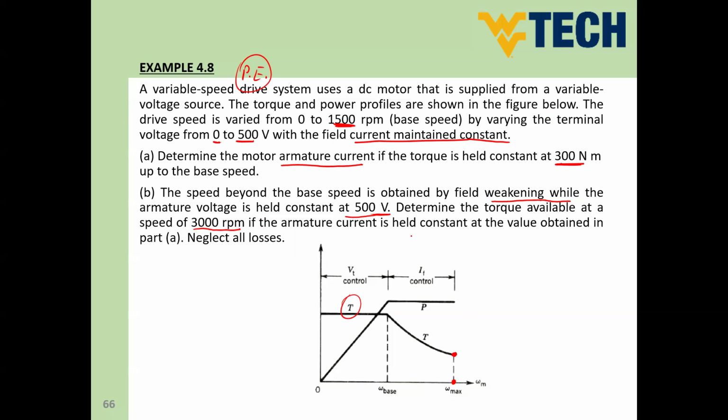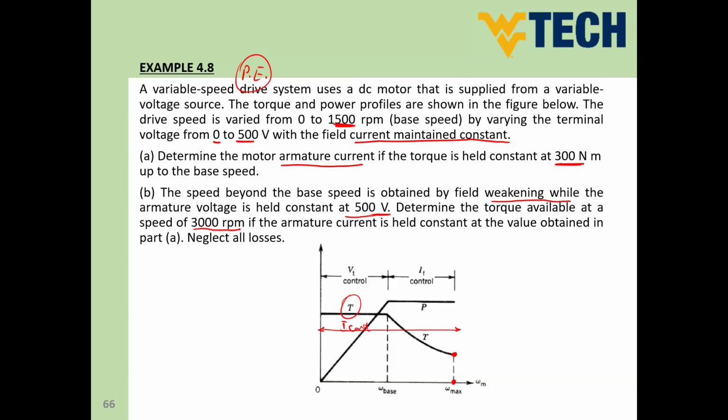If the armature current is held constant at the value obtained in part A, so we will keep the current as in part A. So the current here is constant. We will keep this current constant and reduce the field in order to reduce our torque. So this means, guys, we need to have constant current operation during both of the intervals. The current was constant here, so this is I. It's constant during both of the intervals.